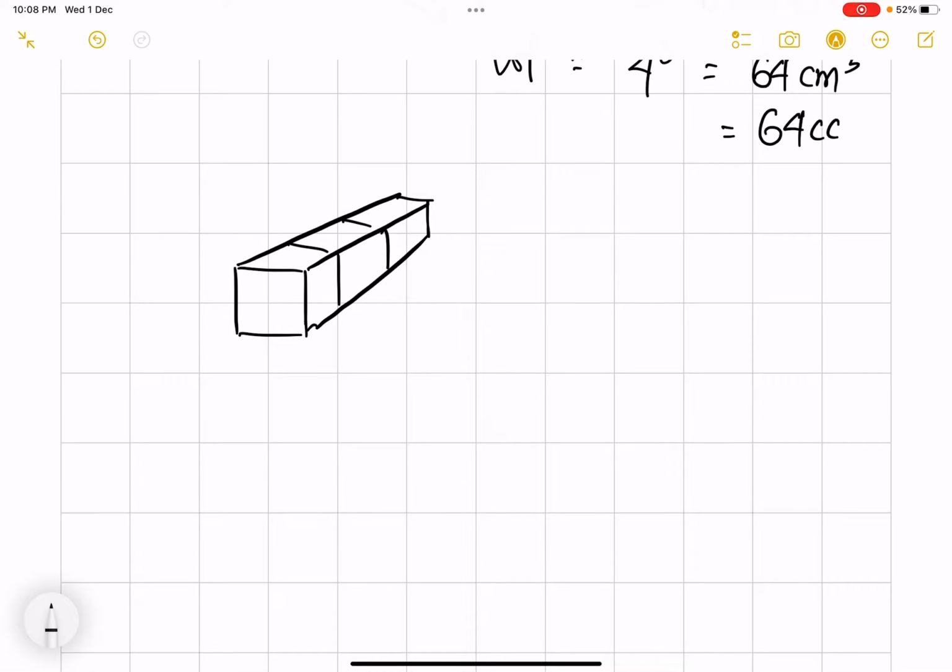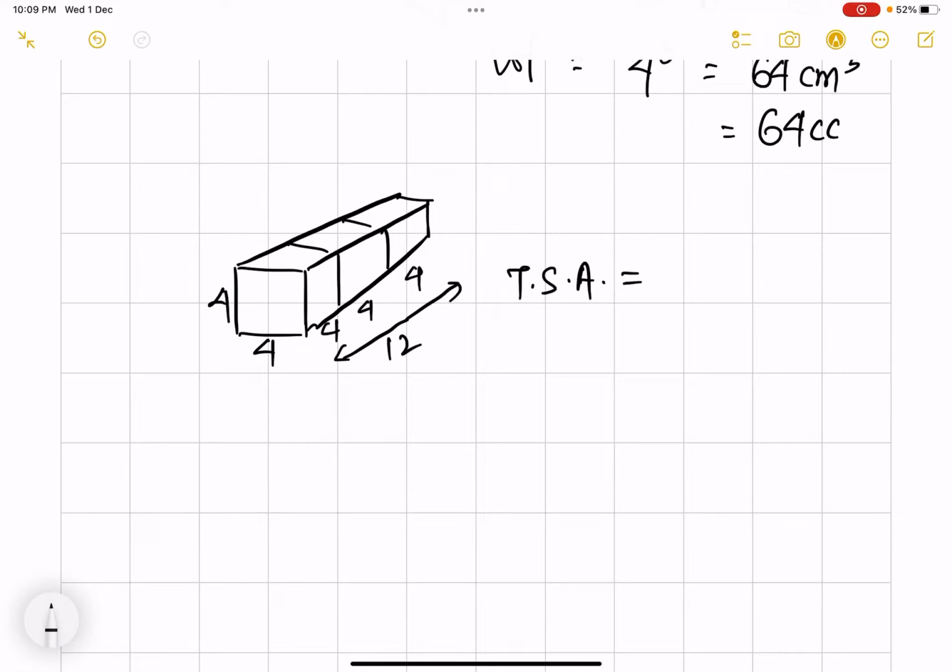In this case, if I told you that these were 3 cubes, each of whose sides were 4 centimeter, this will be 4, 4, 4, and 4. Overall, this particular length has become how much? 12. And the height is also 4. If I asked you the total surface area, how will you find that out?